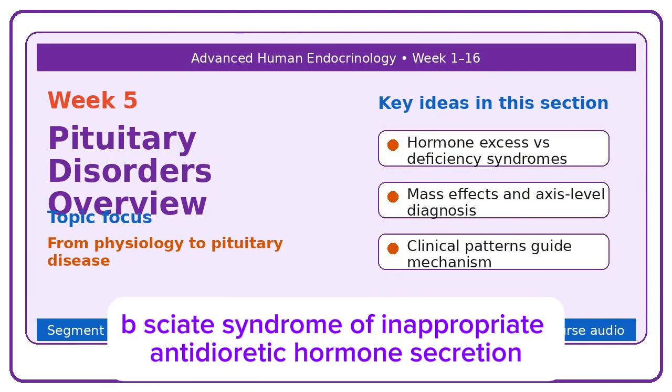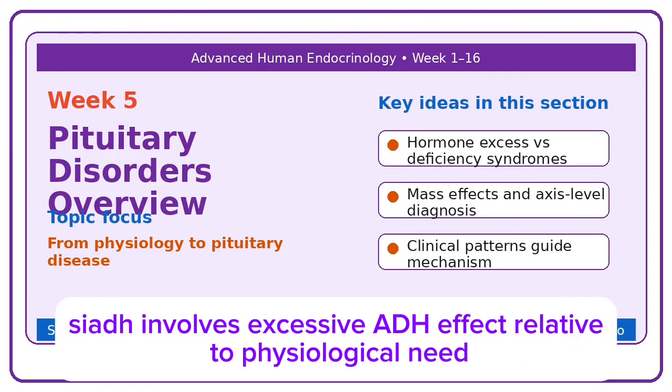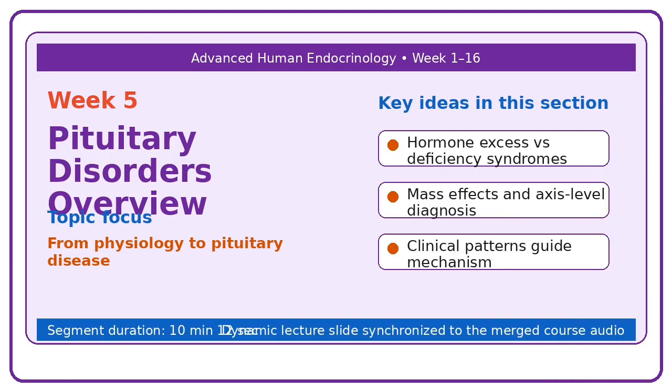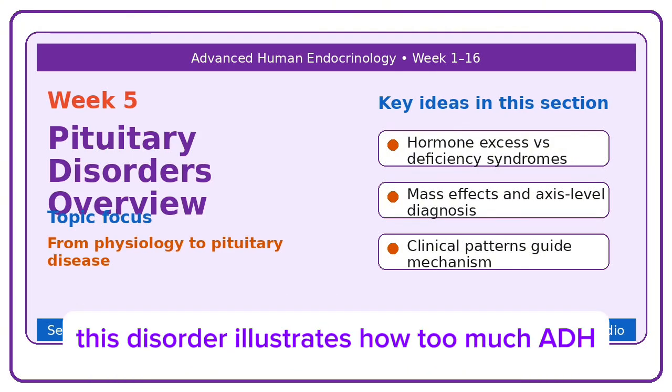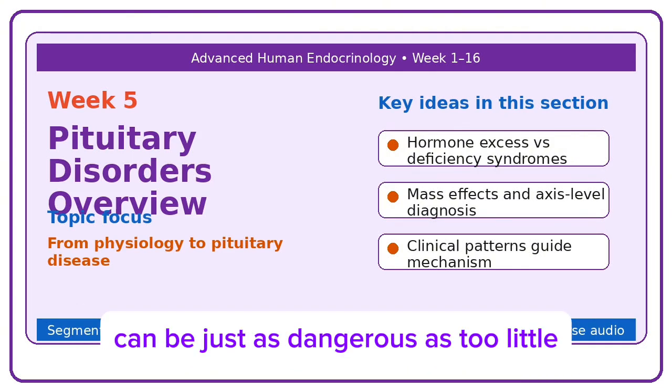B. SIADH. Syndrome of inappropriate antidiuretic hormone secretion, SIADH, involves excessive ADH effect relative to physiological need. The result is excess water retention and dilution of plasma sodium. This disorder illustrates how too much ADH can be just as dangerous as too little.